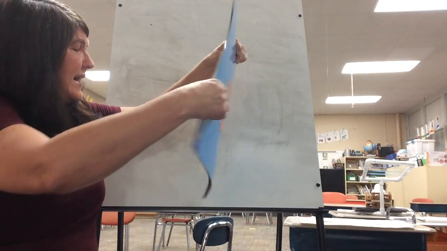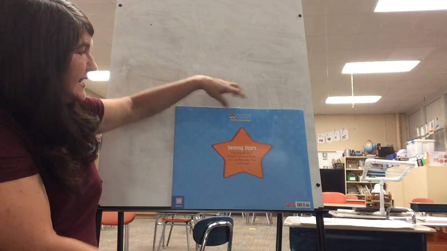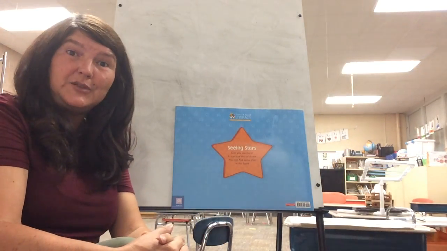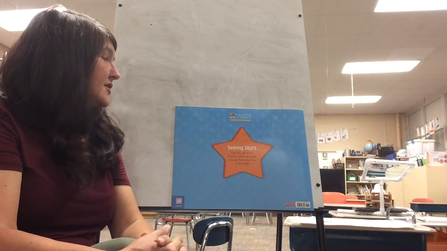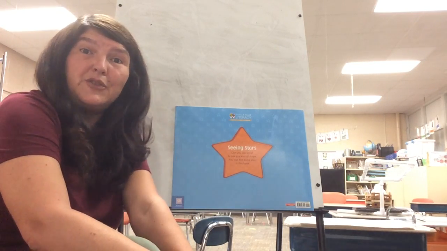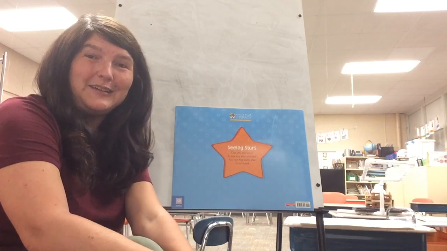Let's take a look in the back, and it says, seeing stars. Can you see stars? A star is a kind of shape. You can find some stars in this book. You also might find some in the real world around you. So keep your eyes open today to see if you see any stars. Maybe some of you are wearing stars today.